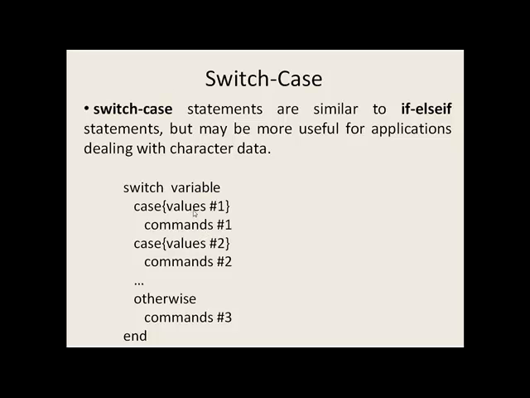However, if the variable is not equal to any of the values in the first case, it will then examine the second case and see if the variable is equal to any of the values in the second case. If so, the second set of commands will be issued. If the value of the variable is equal to none of the values in the different cases, commands underneath the otherwise statement will be issued. Let's go see an example.